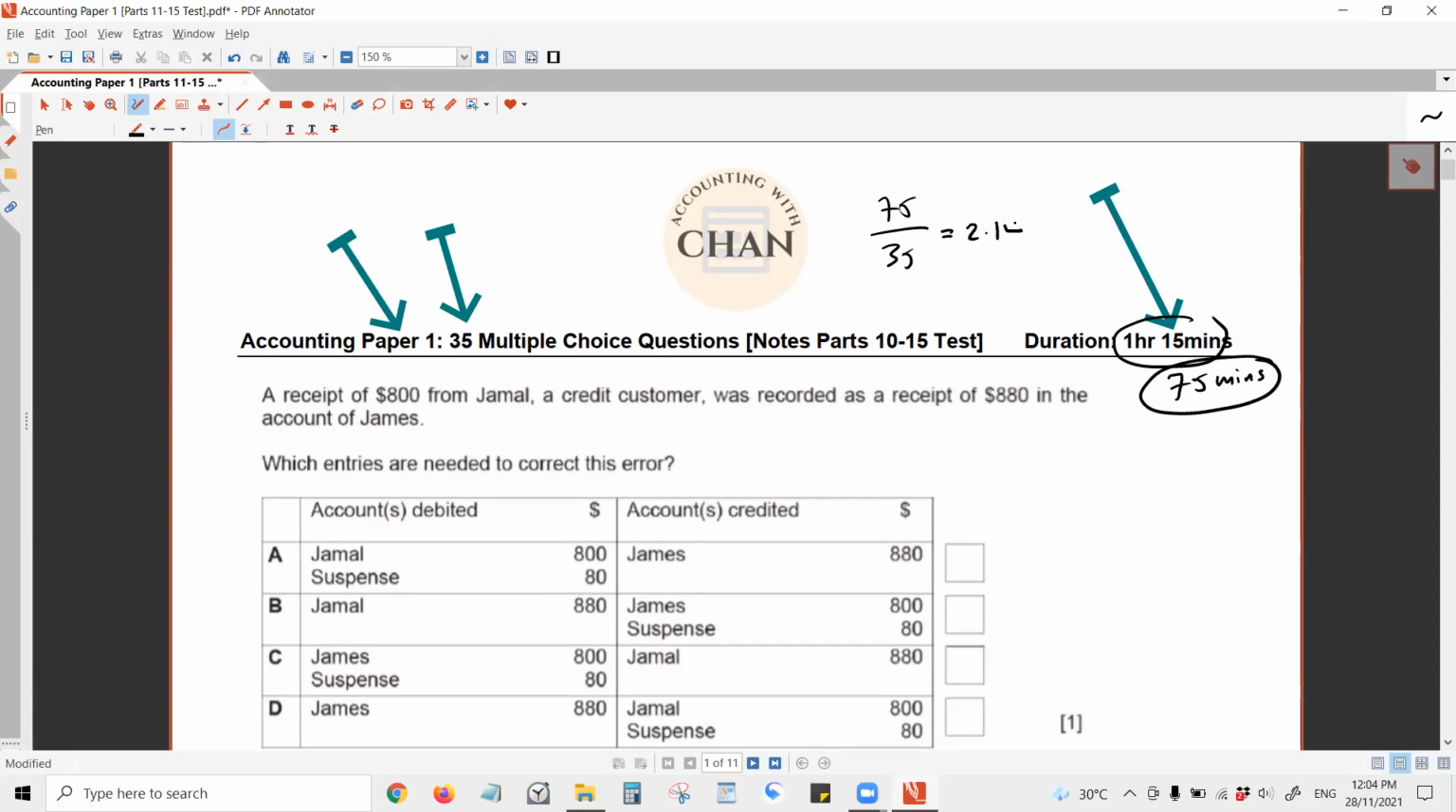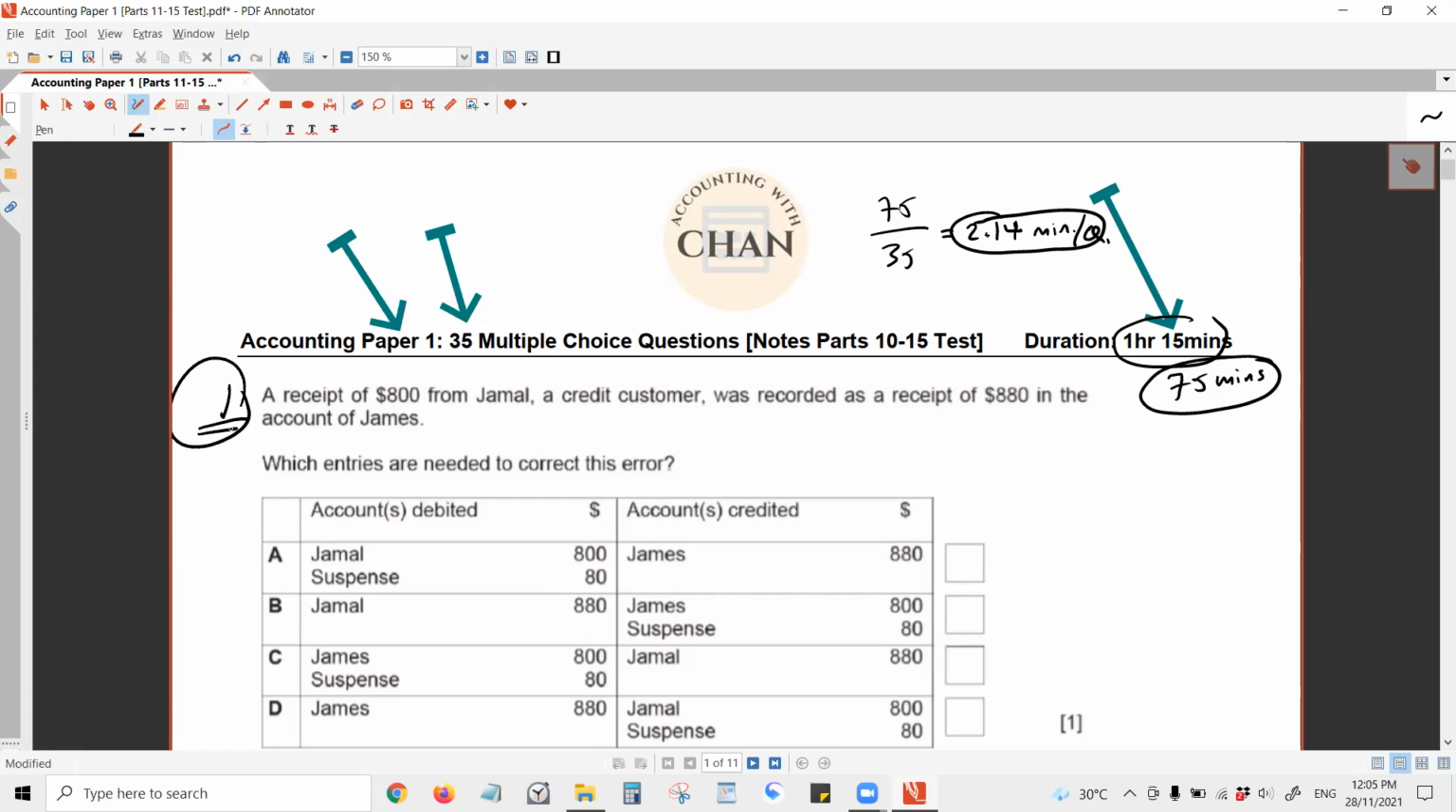2.14 minutes. So time management is important. You must try not to be in a situation where you find that you don't have enough time. 2.14 minutes per question. If you round it up, it means 2 minutes for every question. But of course, if you see a question that's very easy, and you can spend maybe just 20 seconds finishing it, you don't wait for the 2 minutes to finish before you move on to the next question.